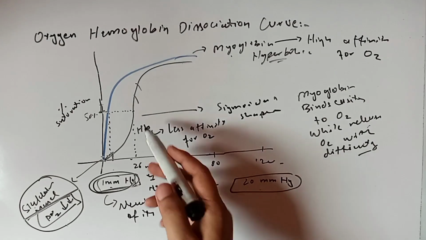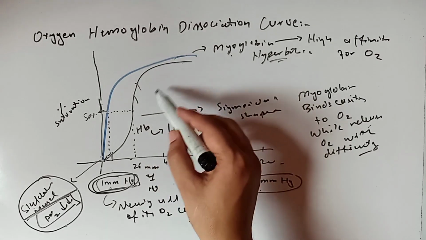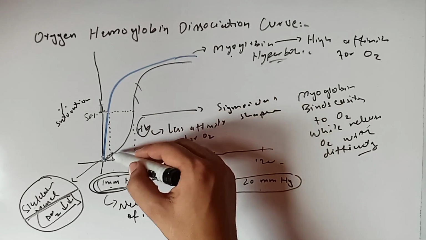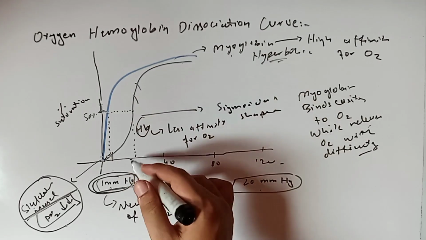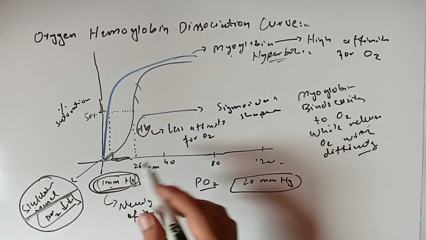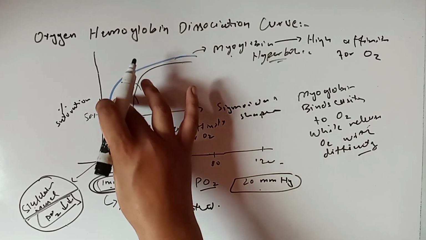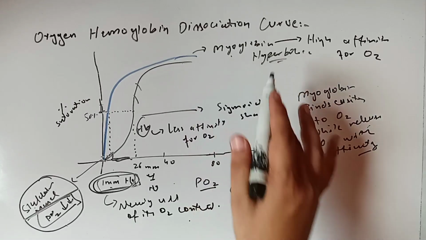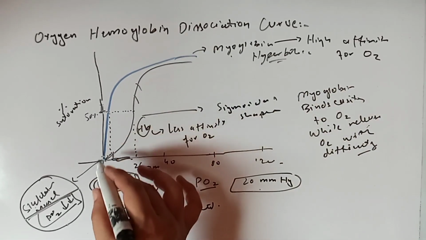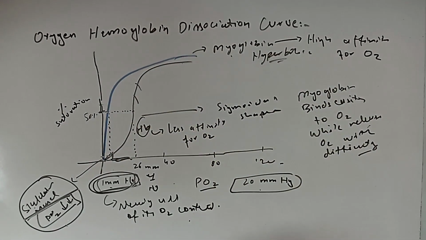So what does this graph signify? The curve for hemoglobin is sigmoidal in shape. This curve shows that hemoglobin can release oxygen at a varied range of partial pressures, while myoglobin has higher affinity. Its curve is hyperbolic in shape, and it can only release oxygen at very low partial pressure as compared to hemoglobin. So myoglobin is not a very good transporter of oxygen to tissues, while hemoglobin is a good transporter.